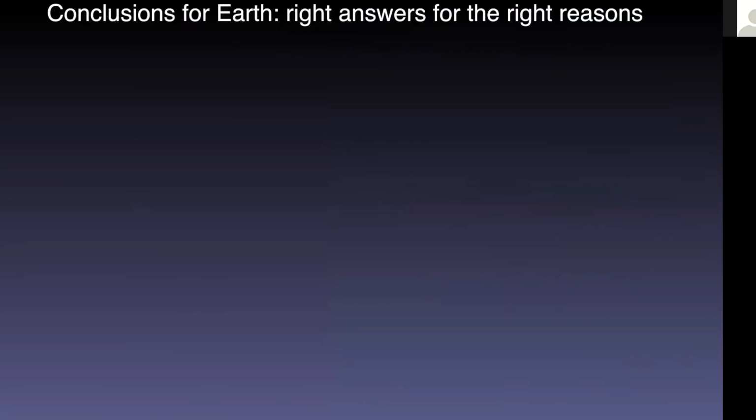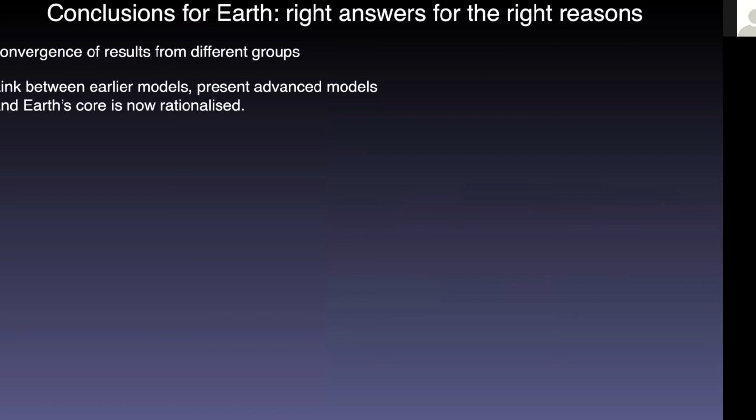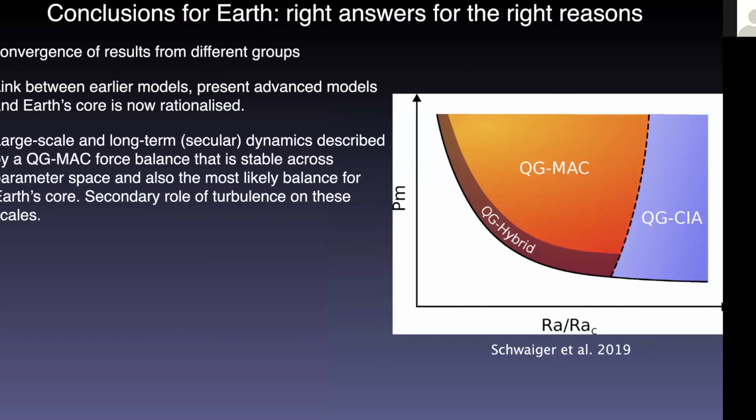So for the Earth, I think we can say now that the right answers have been obtained some time ago for the right reasons, because of this convergence of results from different groups. The link between the earlier models and the present advanced models and the Earth's core is now rationalized. The large scale and the long-term secular dynamics is described by this QG-MAC force balance that I've shown you. It's very stable across the parameter space, and it's also the most likely balance for Earth's core.